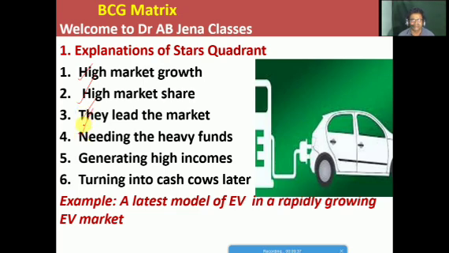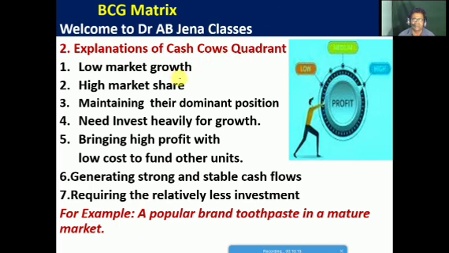Also the company needs heavy investment of funds, because of the high market growth as well as the high market share. Also in this quadrant, the product generates high income and the business turns into cash cows later. For example, a very good example is the latest model of an EV, that is the electric vehicle, in a rapidly growing EV market. Next, explanation of the cash cows quadrant.